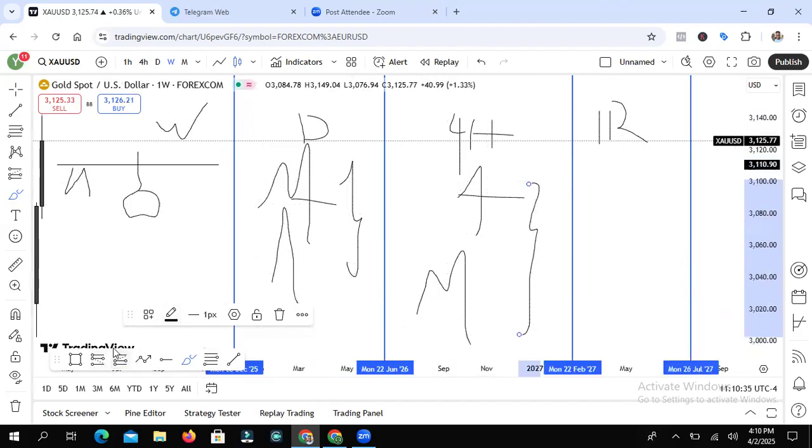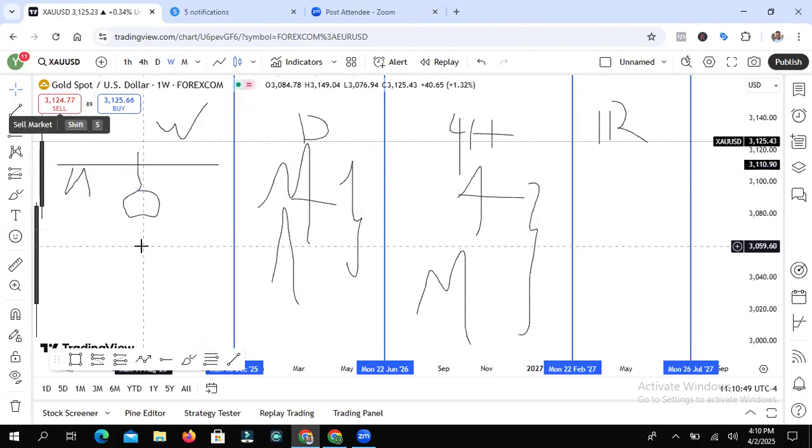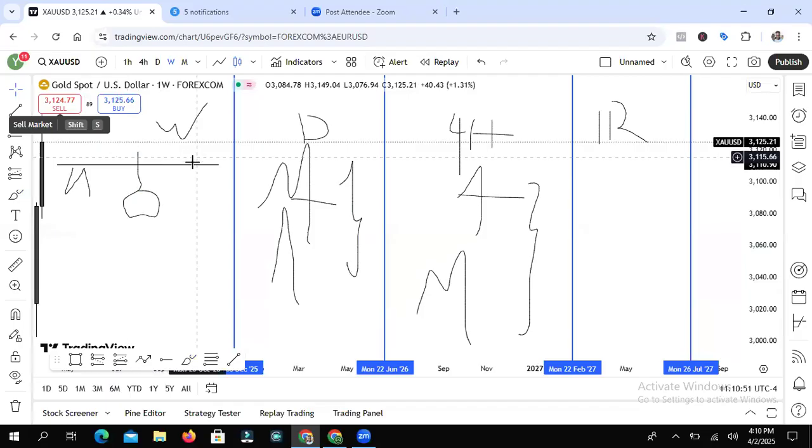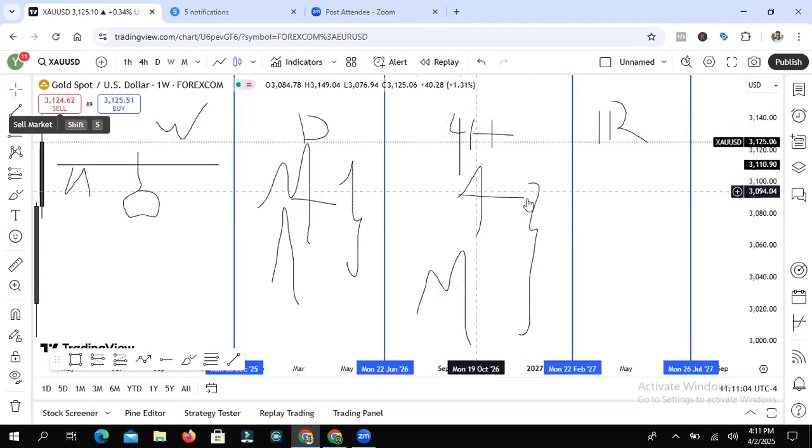So again, like I said, when you want to build bias, you start from the weekly. If you're coming into the week, that's maybe on a Sunday, right? You want to look at what we did last week. That's a rejection of a key level, and then you move one time frame lower to the daily. What do you want to see on the daily? A liquidity sweep and a break of structure. Once you see a liquidity sweep and a break of structure on the daily time frame, then you want to look for selling opportunities.